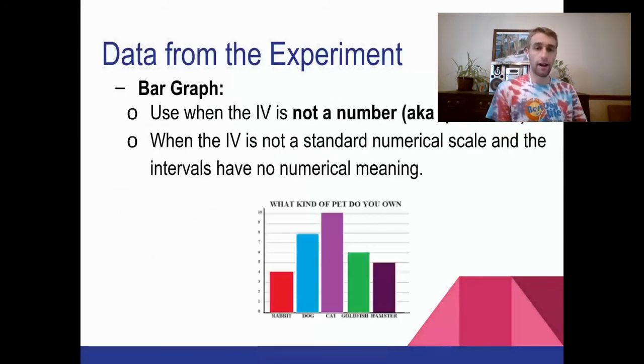You should use a bar graph for any independent variable that is qualitative or something that you don't measure with numbers. So if you look at this, this is a graph of what kind of pet do you own. If you compare the different categories for our independent variable, what number comes between dog and cat? I don't know, that doesn't make sense. What number comes between goldfish and hamster? That doesn't make any sense. So if you don't have a range of numbers on the x-axis, make sure you use a bar graph.